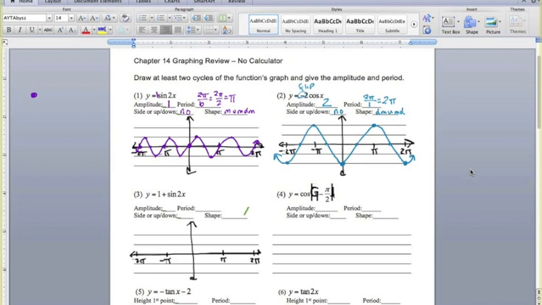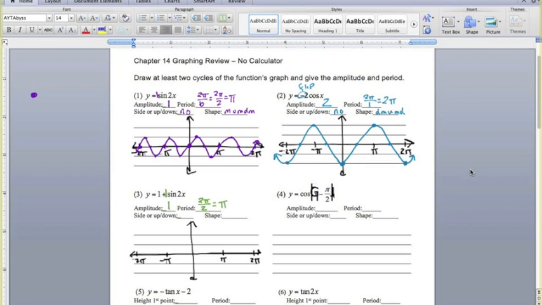All right, for the next one then, what is the amplitude? 1. 1 is multiplied in front of the sine. There's an invisible 1 right there in front of it. The period is 2 pi divided by 2. There's a 2 with the x. So our period length is just pi.